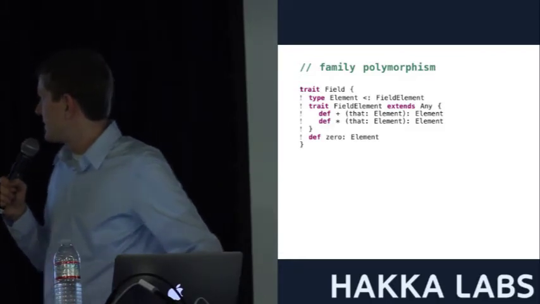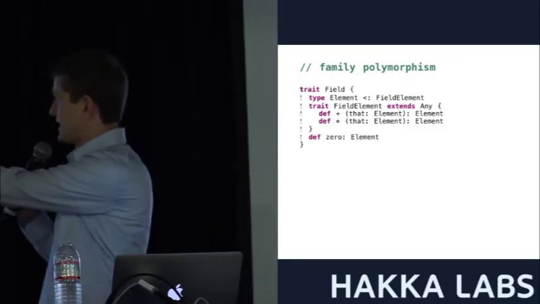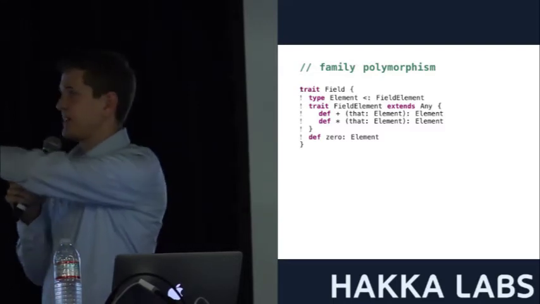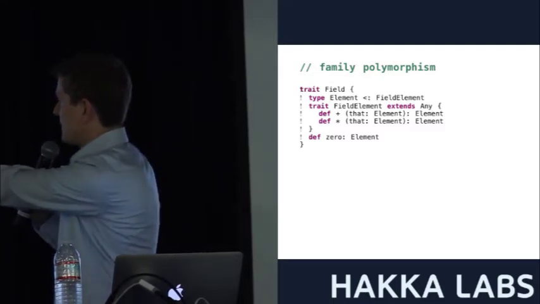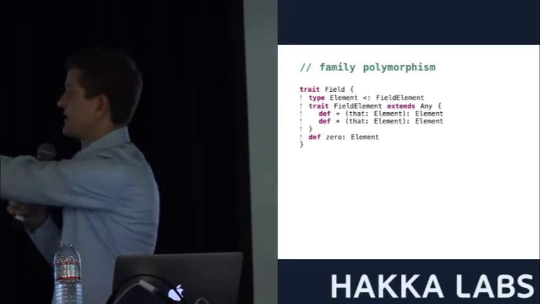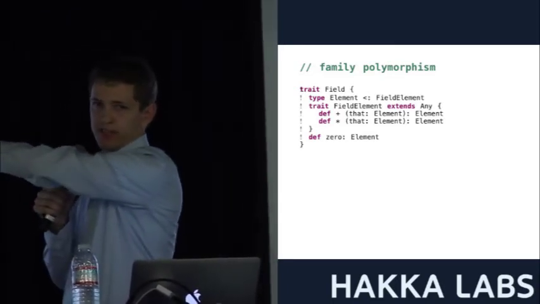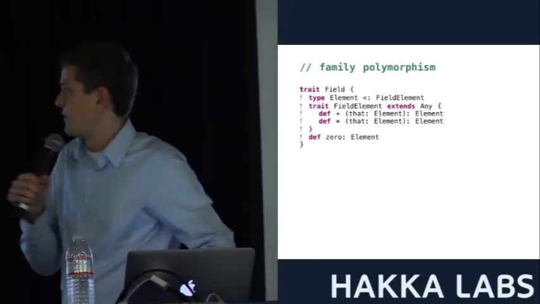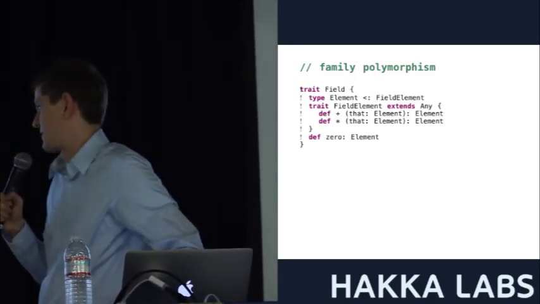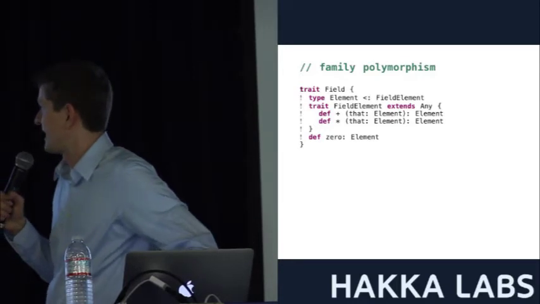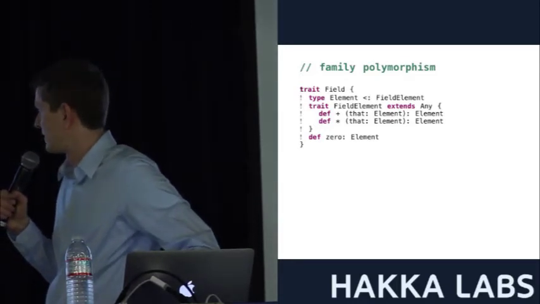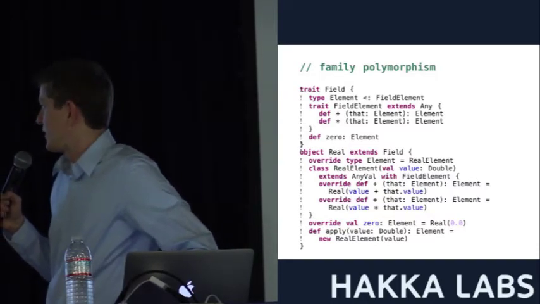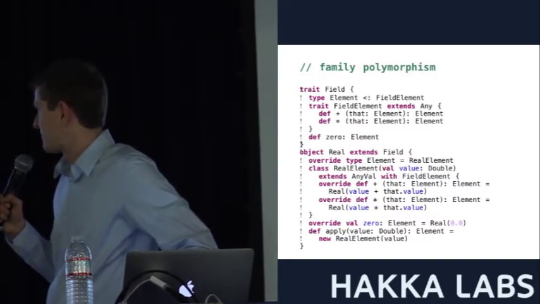And here's the key thing: we have an abstract type whose upper bound is this interface. So we're saying that an element might be something more specific than this, but it's going to at least have this set of methods, plus and times. And we'll throw in a zero there for the additive identity of the field, but you'd also have a unit value. And now let's look at how you would actually implement that.